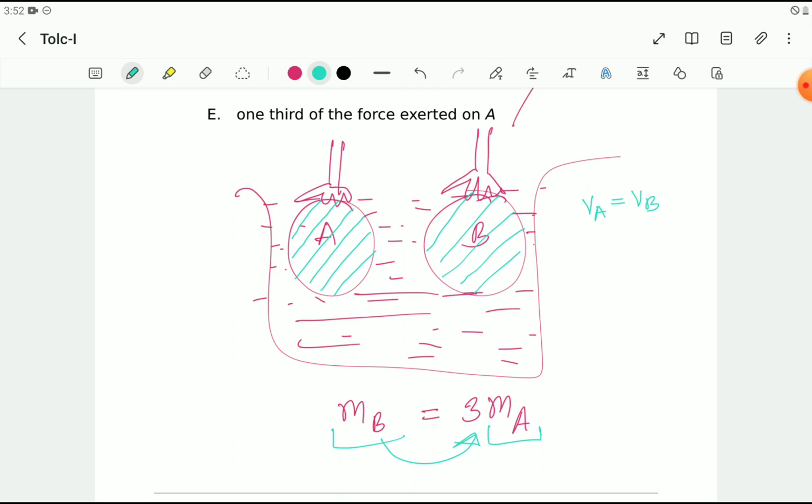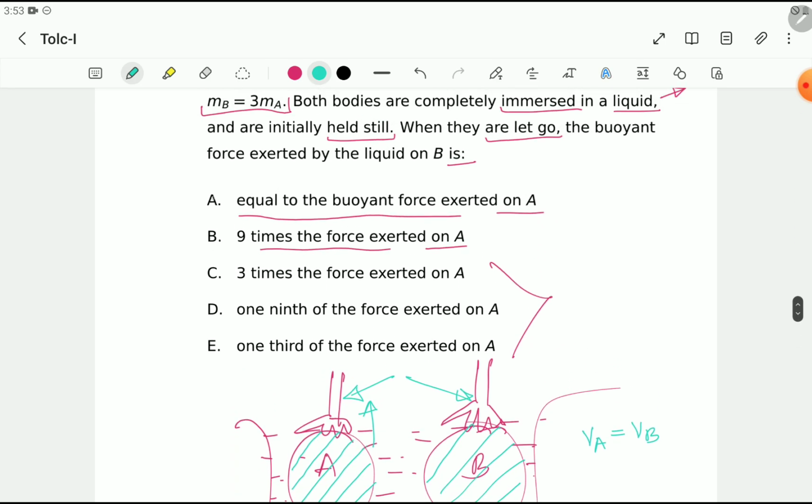Therefore the buoyant force would be the same. And now what is buoyant force? If you remove your hand, then there will be a force, right? Because of that force, this object will feel a force upwards, and that is called buoyant force. So this buoyant force will be exactly the same, because the amount of liquid removed by these two objects is the same. So our answer is A.